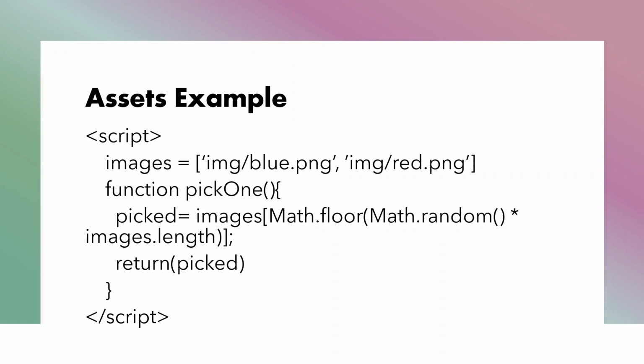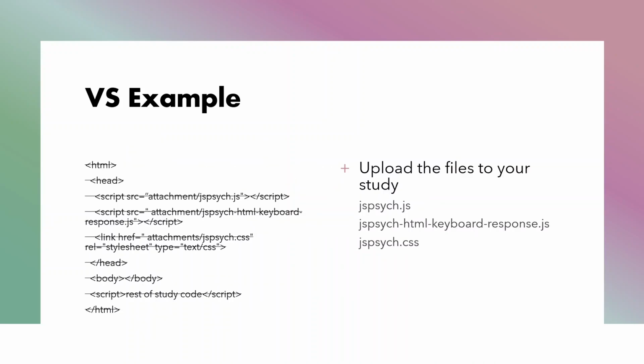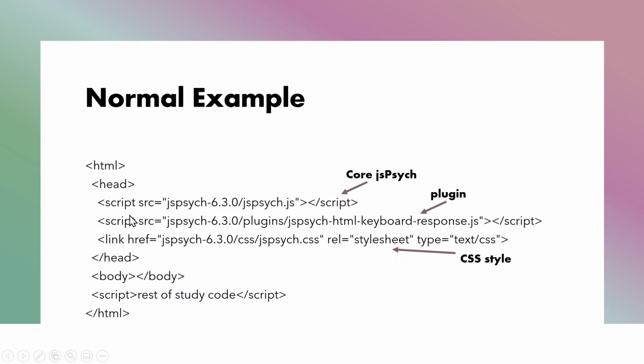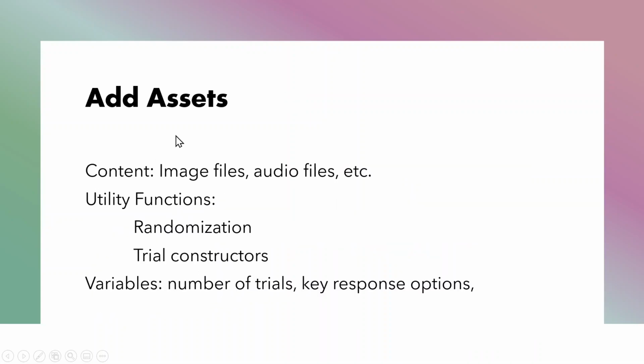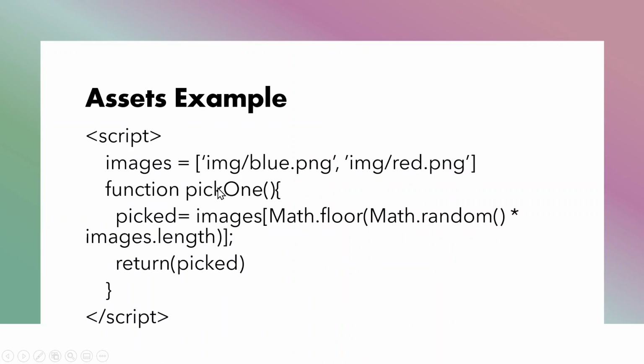So here's an assets example when you're bringing them into your jsPsych study. Remember, up here we had the head where we're pulling in the core files, the basic files. Down at the bottom is where we're going to be adding in these assets. So down at the bottom are script tags. You load in your images, for example. You say images equal img/blue.png, img/red.png. And basically this is just creating a list of the images that you'll be using in your study.